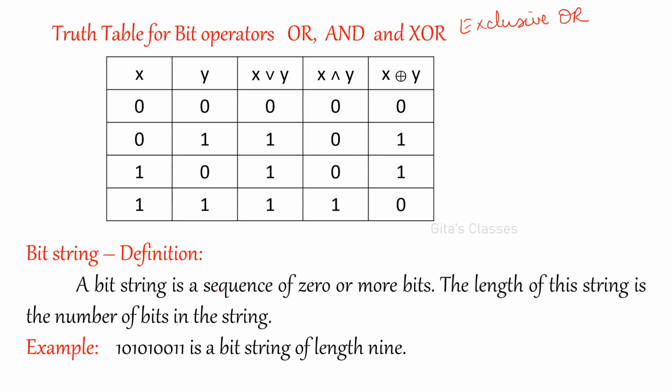Okay. A bit string is a sequence of 0 or more bits. Length is the number of bits in the string. Example, this one, 101010011 is a bit string of length 9 because 9 bits are there.